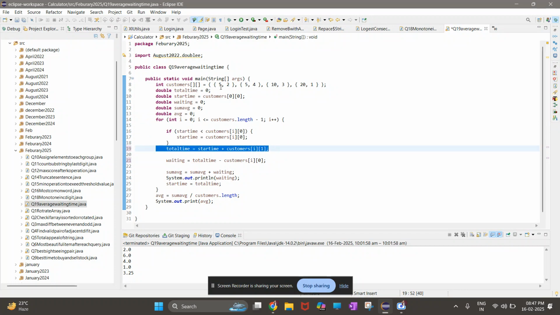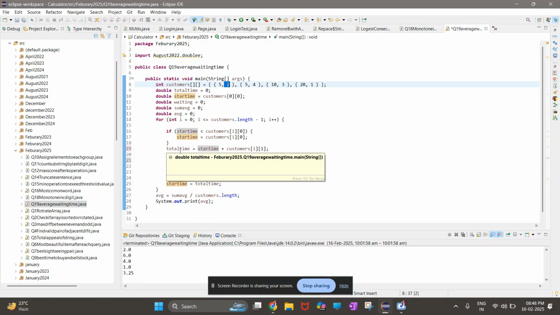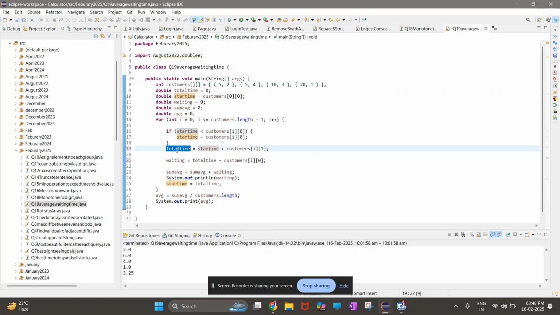The total time is based on the start time of the customer. The first customer's start time will be the fifth minute, when he arrives. Then the total time will be the start time plus the time taken to prepare the food, that is customer i of one, the second column. So 7 minutes is taken. This 7 minute will be the starting time of the next customer, because the chef prepares the order for only one customer. Then 7 plus 4 will be the total time for the second customer.